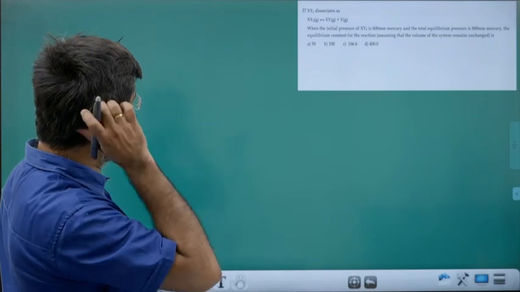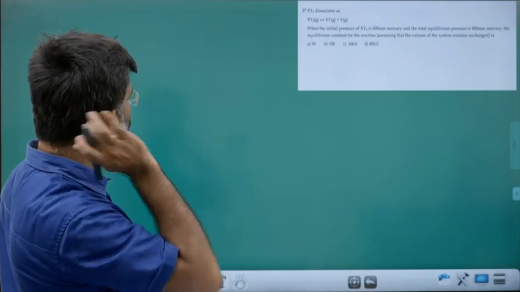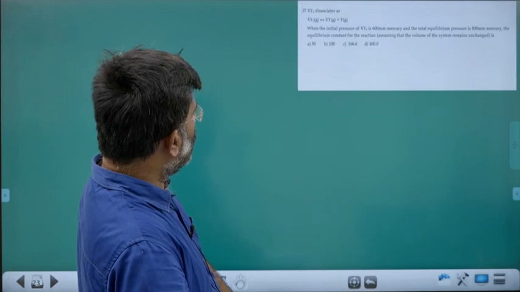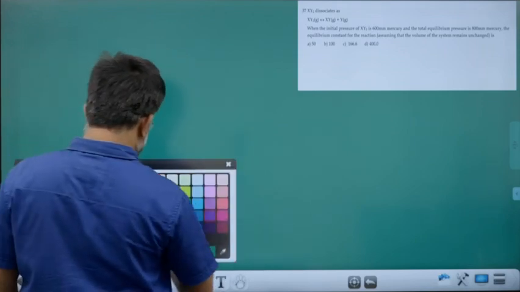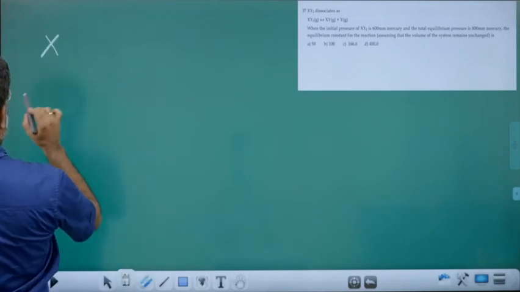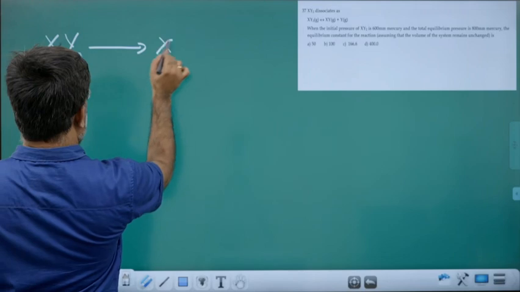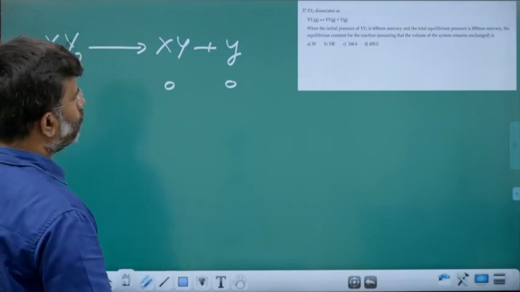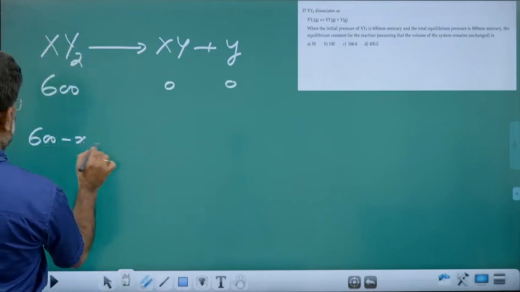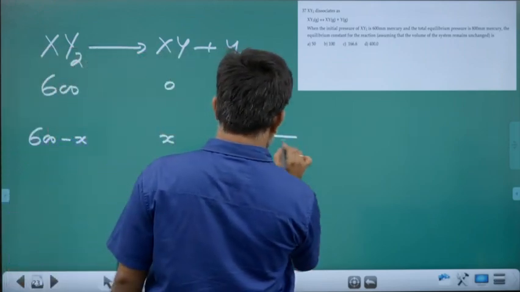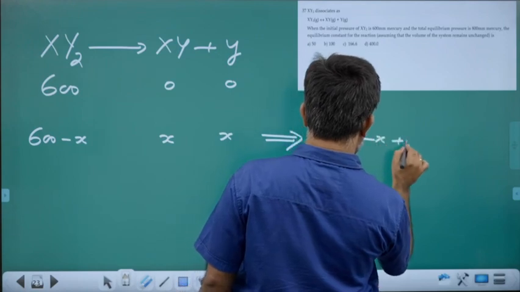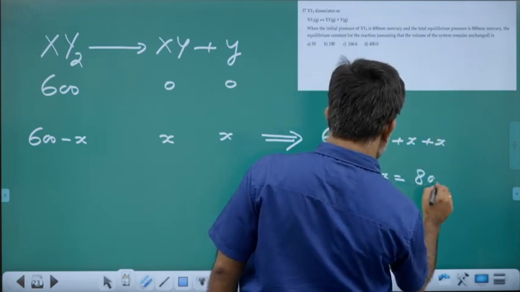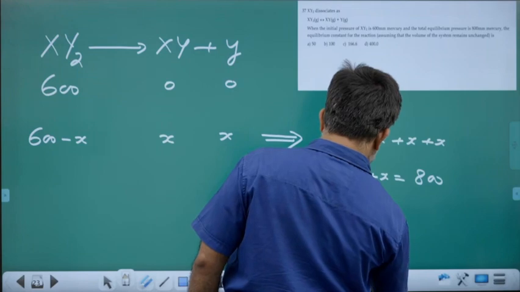XY2 dissociates as XY2 giving XY plus Y. Initial pressure is 600 mm mercury. Total pressure is 800 mm. Equilibrium constant for the reaction is? A similar kind of question we did. XY2 giving XY plus Y, initially 600, 0, 0. At equilibrium, it can be 600 minus x, x, x. Now you take the total, 600 minus x plus x plus x, that is 600 plus x, and that is equal to the equilibrium pressure 800. Therefore, x is equal to 200.